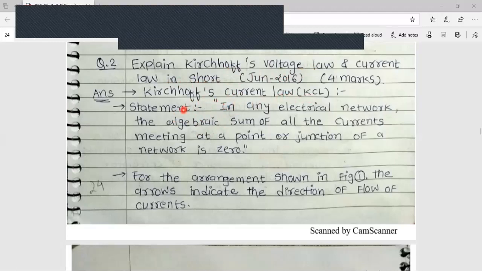So, the statement: in any electrical network, the algebraic sum of all the currents meeting at a point or junction of a network is zero. Again, I repeat, in any electrical network, the algebraic sum of all currents meeting at a point or junction of a network is zero.